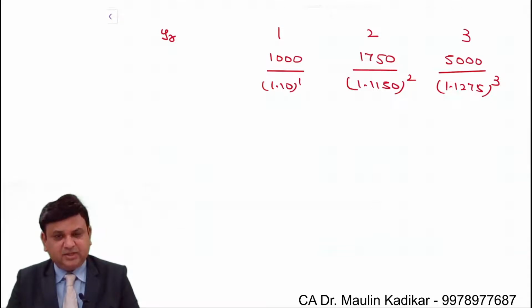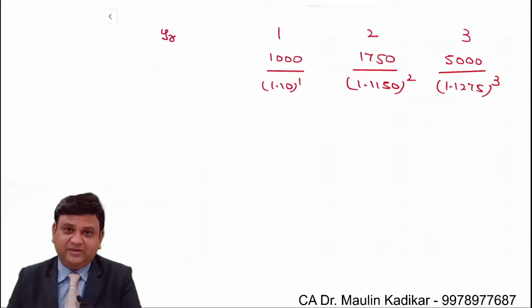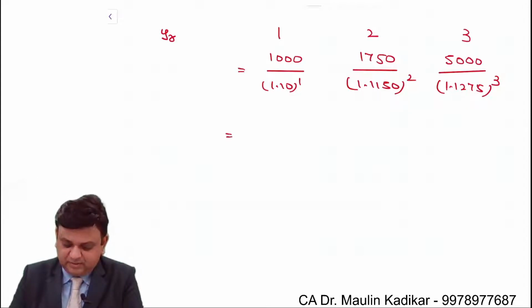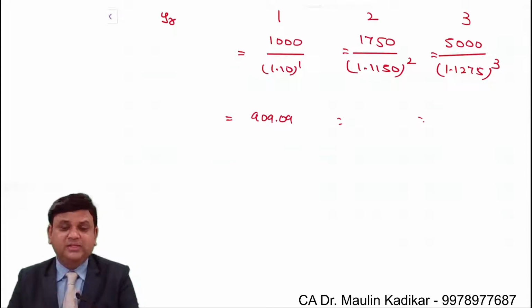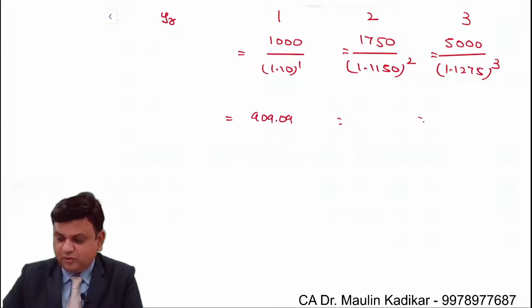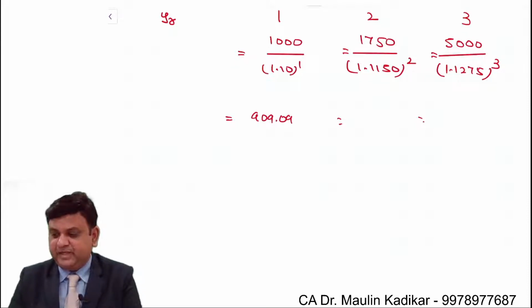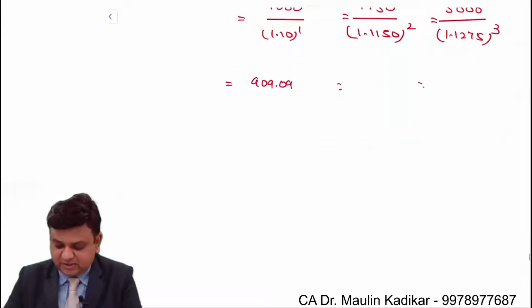So for the 1 year deposit, the 2 year deposit and the 3 year deposit, we have to make different amounts of investment. We can say like this: 1000 divided by 1.1, that comes to 909.09. For the 2 years of the required amount, we have 1750 divided by the square of 1.115, that comes to 1407.63.